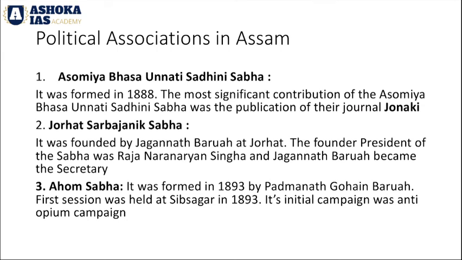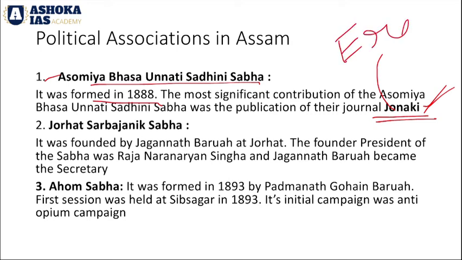Now let us look into the most important political associations which were formed in Assam. Asomiya Bhasha Unnati Sadhini Sabha. This particular association was formed in 1888, and the most significant contribution of the Sabha was the publication of their journal Jonaki. This journal is very important because with the publication of this journal, a new era started in Assamese literature which was known as Jonaki era.